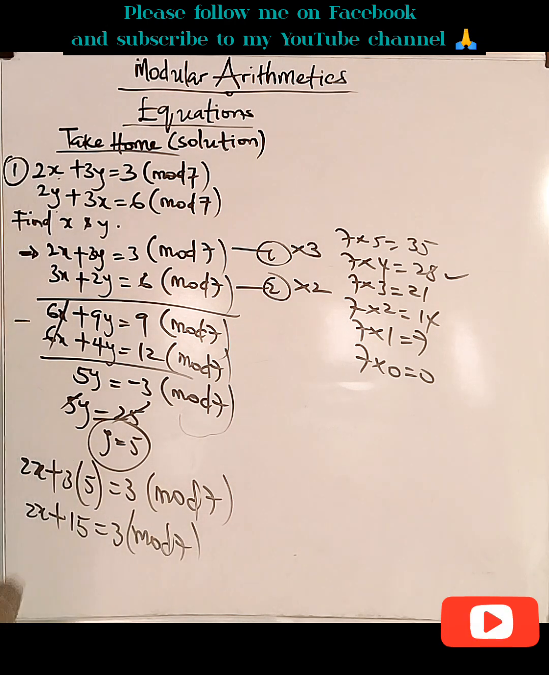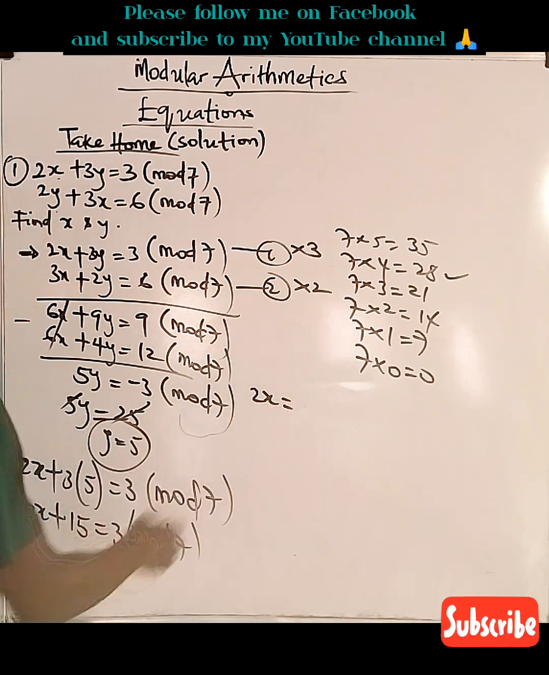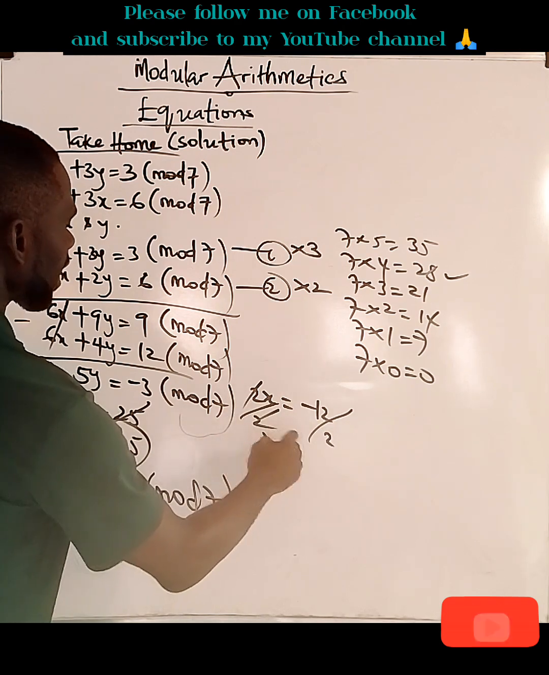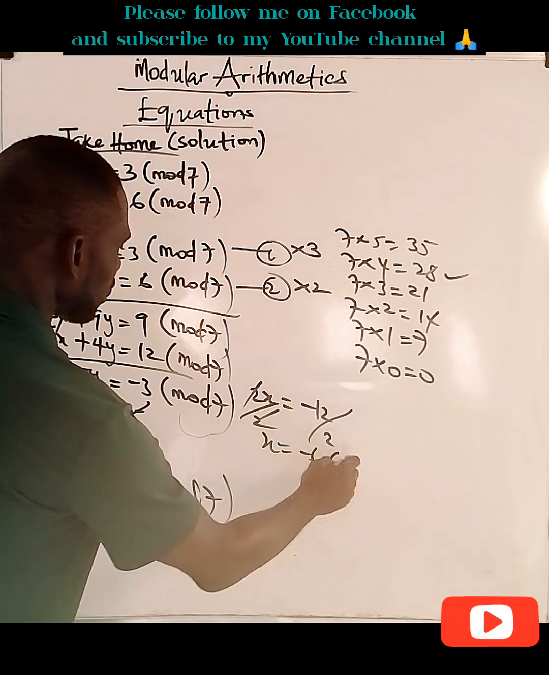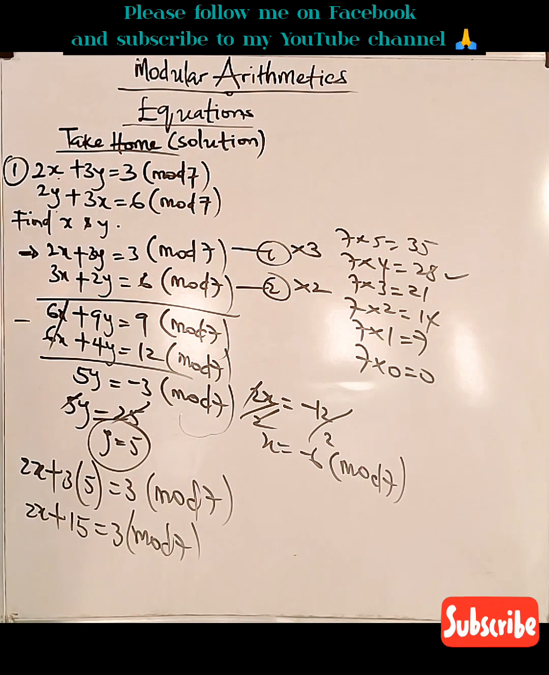So what do we have? We're going to send this to the other side. That will give us 2x equals 3 minus 15, which gives us minus 12. Divide both sides by the coefficient of x. So x is minus 6 in modulo 7.